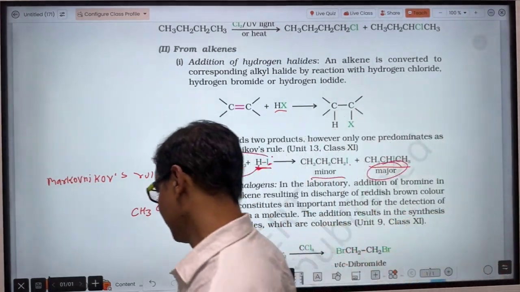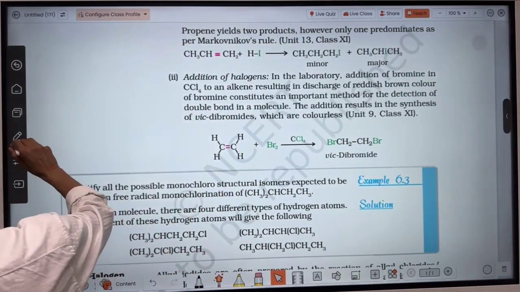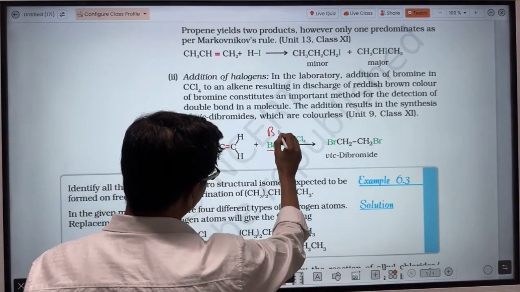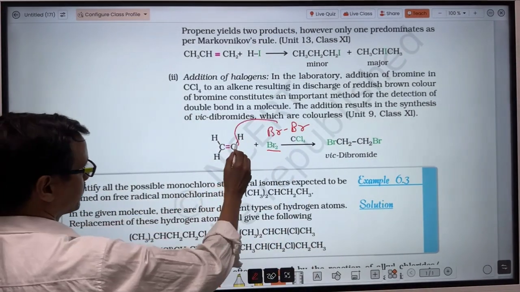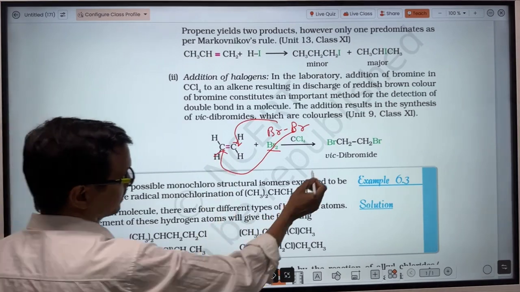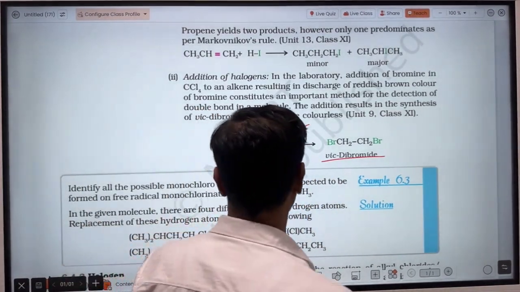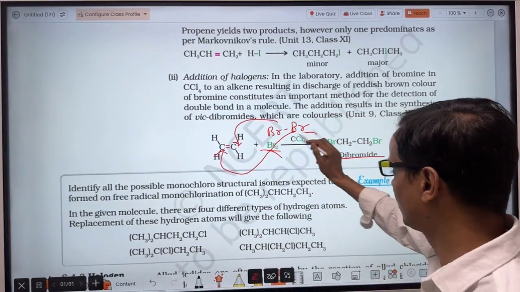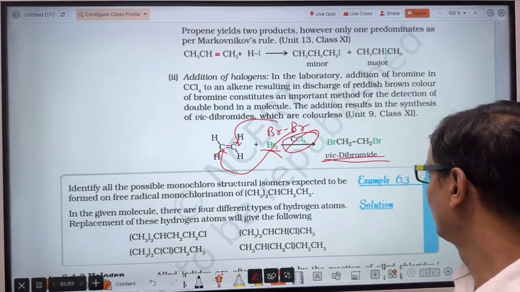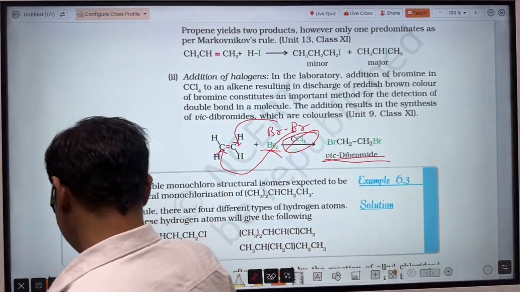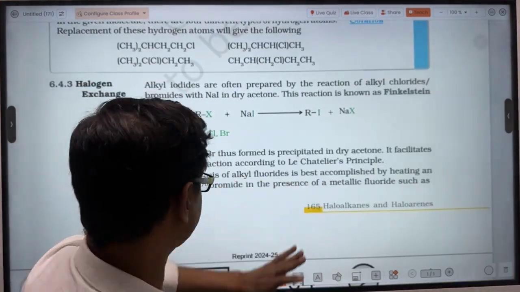Okay. Now addition of halogen, this reaction here with bromine, Br2. So 1 bromine will bond to this carbon, another bromine to this carbon. So that's why vicinal dibromide will form. So when an alkene reacts with Br2 in presence of a non-polar solvent, there will be formation of vicinal dibromide. Okay. About these questions we will discuss later on. Firstly, I am going through all the reactions.